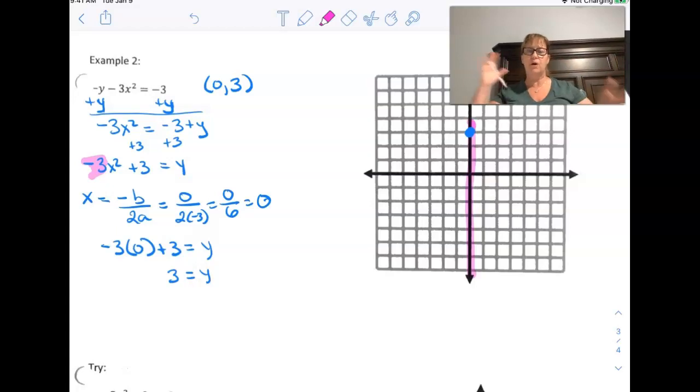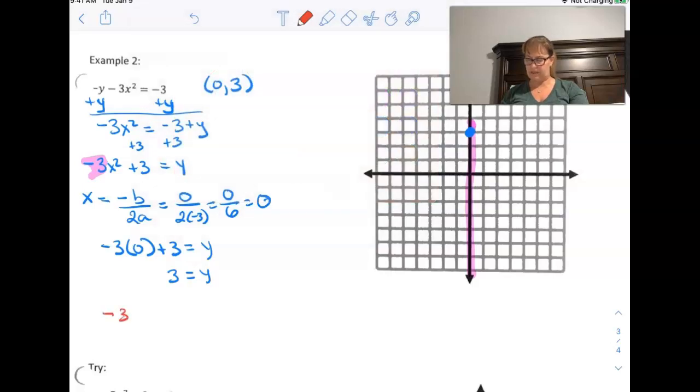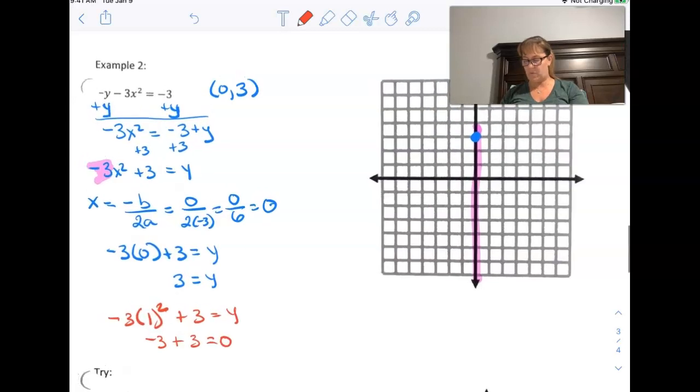We want something on both sides of our axis of symmetry. So it doesn't matter what numbers, as long as they're both sides of this axis of symmetry. Let's look at this. If we use a 1, -3 times 1 squared plus 3 equals y. 1 squared is 1, times -3 is a -3, plus 3 equals 0. So we know one point on our graph is a 1, 0.